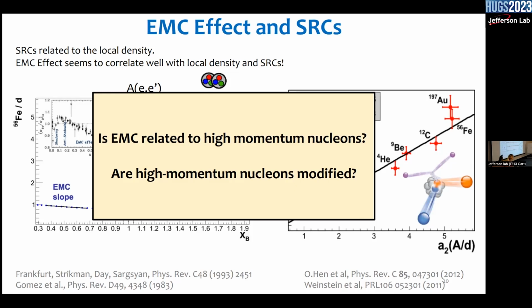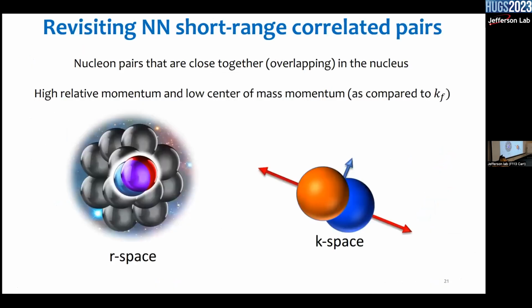And are all the high-momentum nucleons the ones that are modified, right? We'll examine things, and we can even ask this question a little bit differently. But at this point, we can start to revisit the NN short-range correlated pair concepts. This is the same slide I showed yesterday, right? So we're talking about overlapping pairs and high relative momentum.